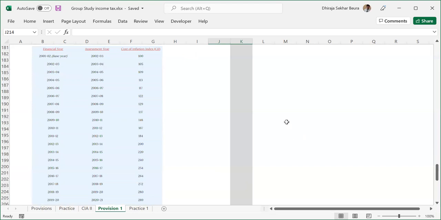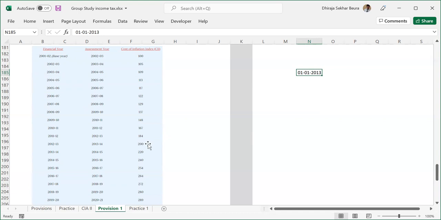What I'm trying to say is, suppose your information is given as financial year, assessment year, and CII, and your asset purchase date is 1/1/2013. Where do you think this falls in? Can you tell? Assessment year 13-14. Yes, assessment year is 13-14, that is 200, right?